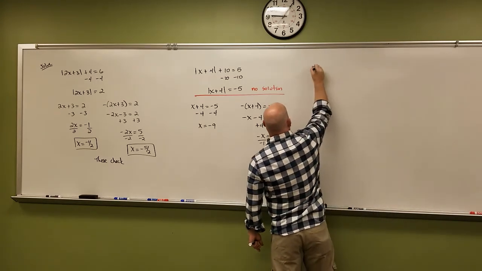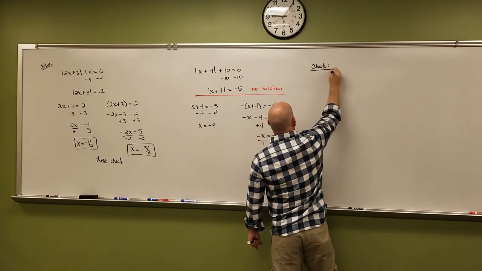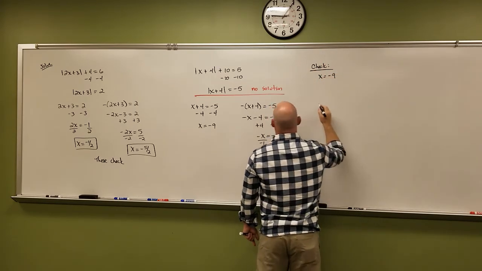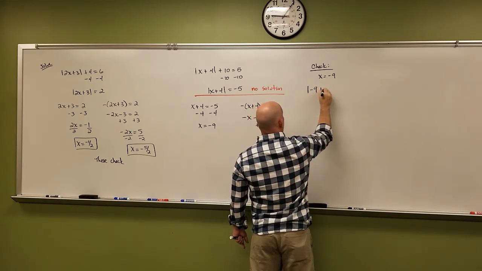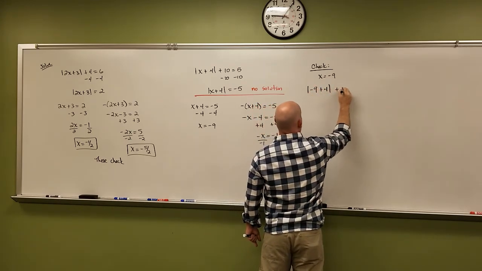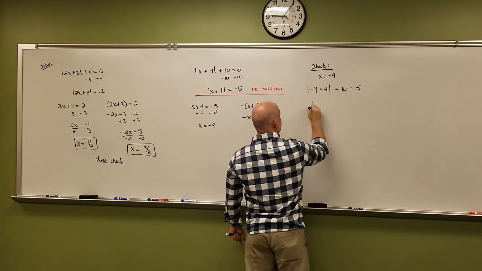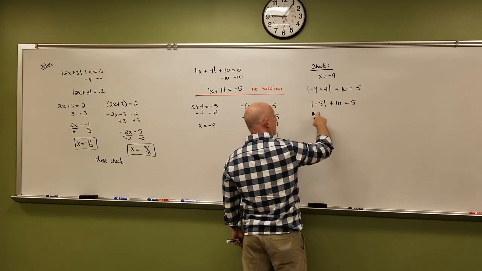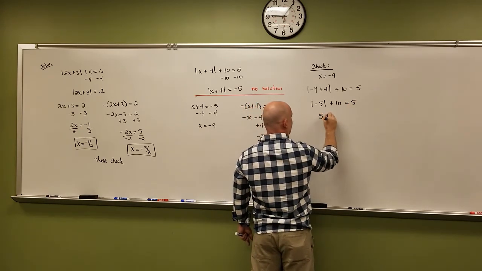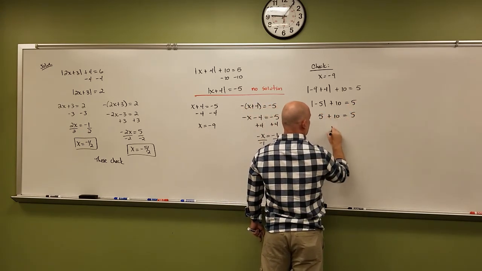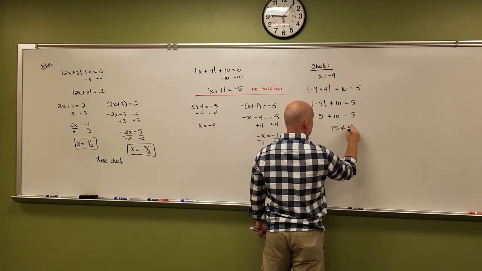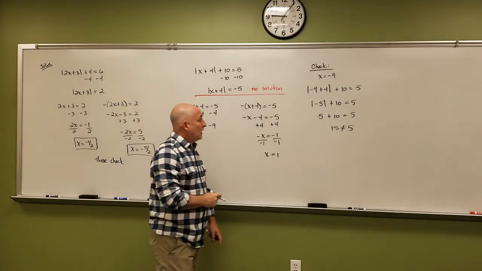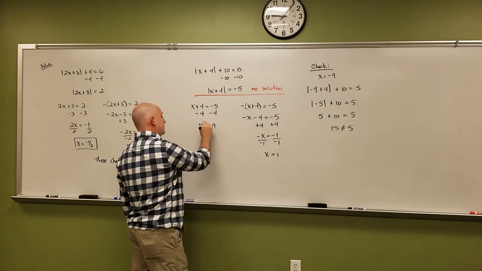Let's take a look. Remember, always to check, you go back to the original equation. So let's check x equals negative 9. So that would be the absolute value of negative 9 plus 4, plus 10, is equal to 5. It's the absolute value of negative 5 plus 10 is equal to 5. Well, the absolute value of negative 5 is positive 5. Well, 15 does not equal 5. So that does not check. So this cannot be an answer.